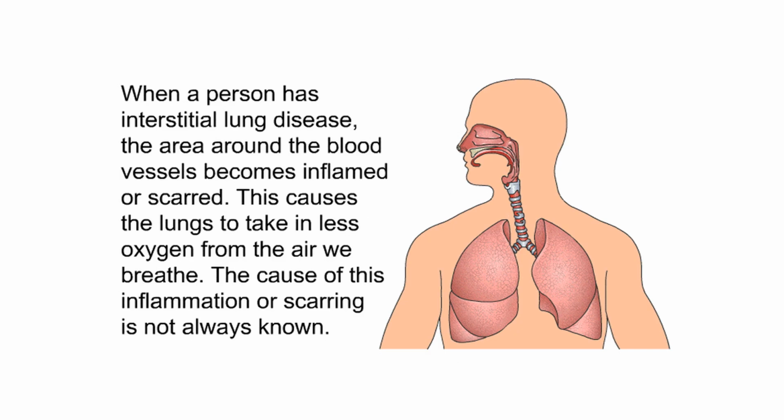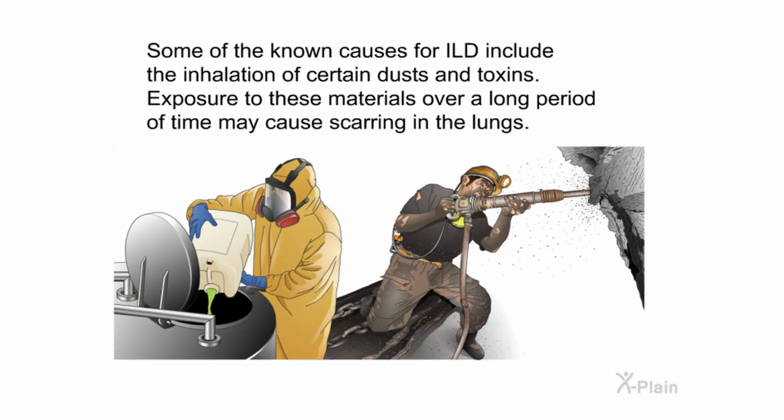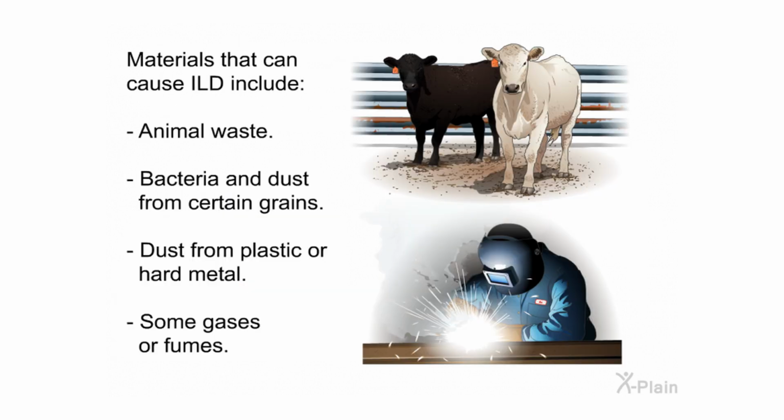Causes. When a person has interstitial lung disease, the area around the blood vessels becomes inflamed or scarred. This causes the lungs to take in less oxygen from the air we breathe. The cause of this inflammation or scarring is not always known. Some of the known causes for ILD include the inhalation of certain dusts and toxins. Exposure to these materials over a long period of time may cause scarring in the lungs. Materials that can cause ILD include animal waste, bacteria and dust from certain grains, dust from plastic or hard metal, some gases or fumes.